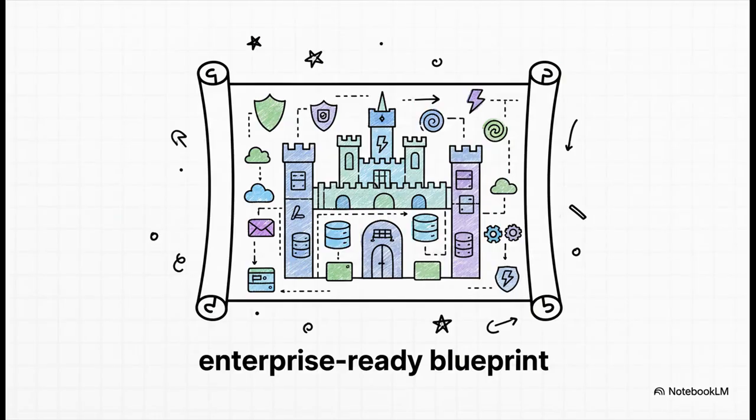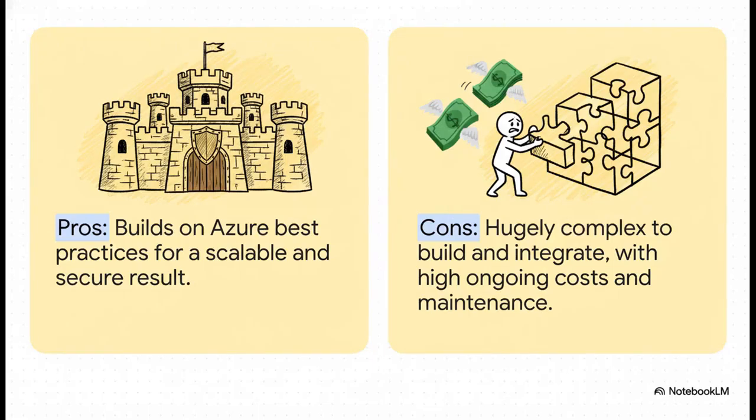Okay, last but not least, let's look at option 4. This is Microsoft's own official reference architecture. They call it their enterprise-ready blueprint. It's supposed to be for mission-critical WordPress sites that need top-notch security and availability. So you'd think, okay, this has got to be the best-case scenario, right? And, well, it is scalable and secure, for sure. But just look at those cons.